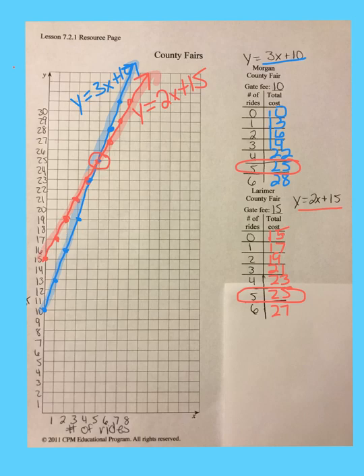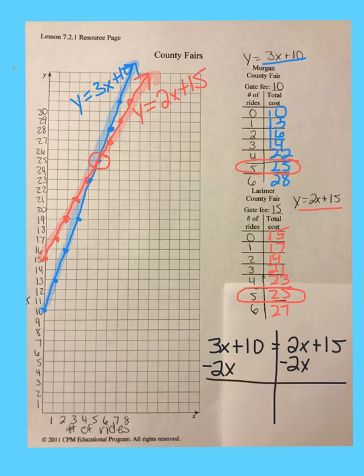There's one other way with a system of equations that we can check this out. We can set the two equations equal to each other. So I can write 3x + 10 = 2x + 15. Then I use my algebra skills, so I'm going to move my x's first. I hope you remember how to solve two-step equations. So I'm left with 1x + 10 = 15. I subtract 10 from both sides, and we see that x = 5.